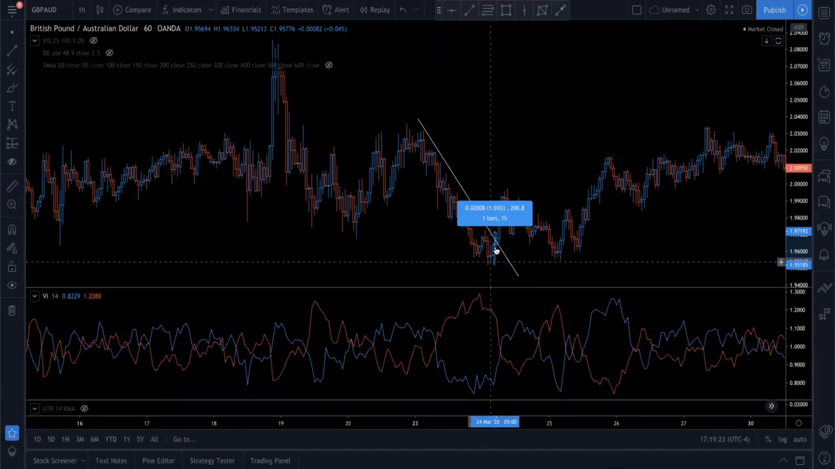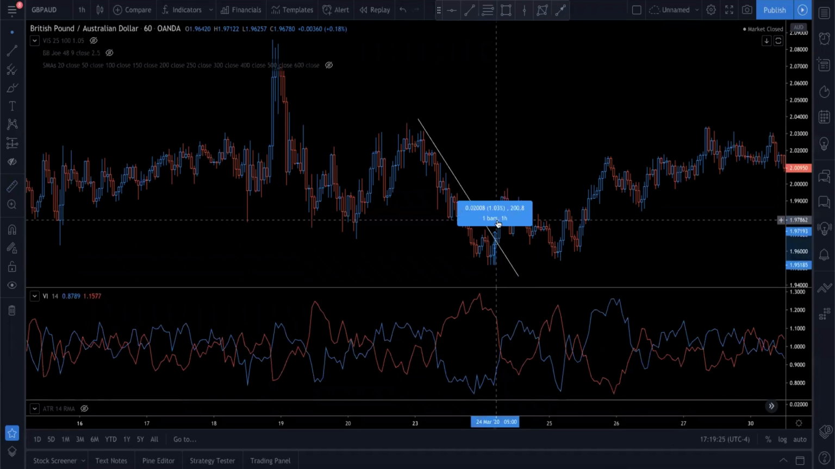Now you have a 200 pip move. It breaks the trend line, but not only does it break the trend line, it shows you a 100% pullback, which means reversal, right? So we're no longer looking for a down move. We're looking for a buy move.